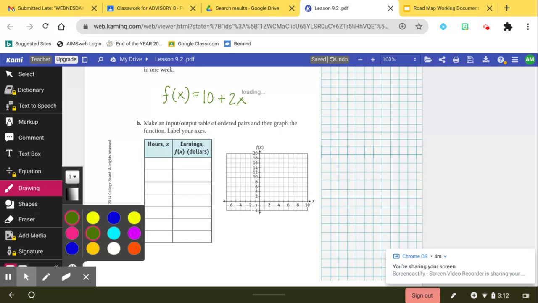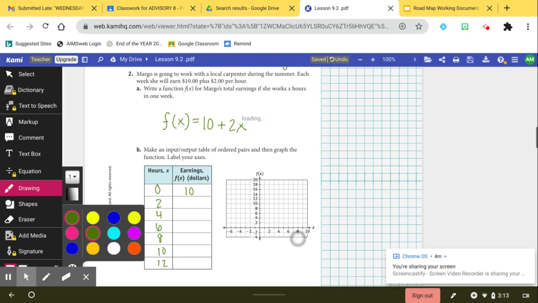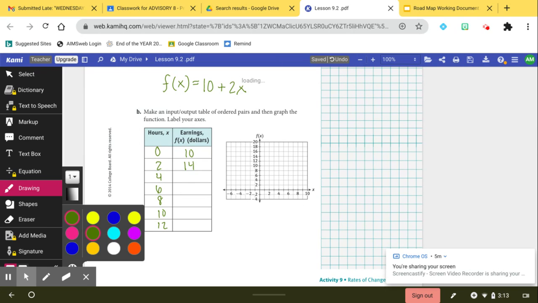So it says make an input-output table of ordered pairs, then graph the function. It's going by 2s again, so let's go by 2s. So you have 0, 2, 4, 6, 8, 10, 12. If she works 0 hours, well, she's still getting that $10. If she works 2 hours, she gets 2 times 2, which is 4, plus 10, so 14. And then it's actually going to keep going up by 4. So 18, 22, 26, 30, and then 34.